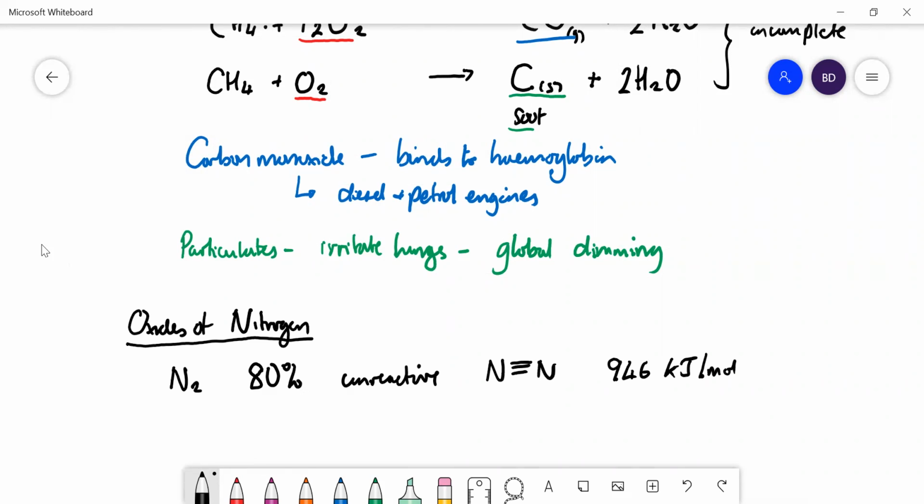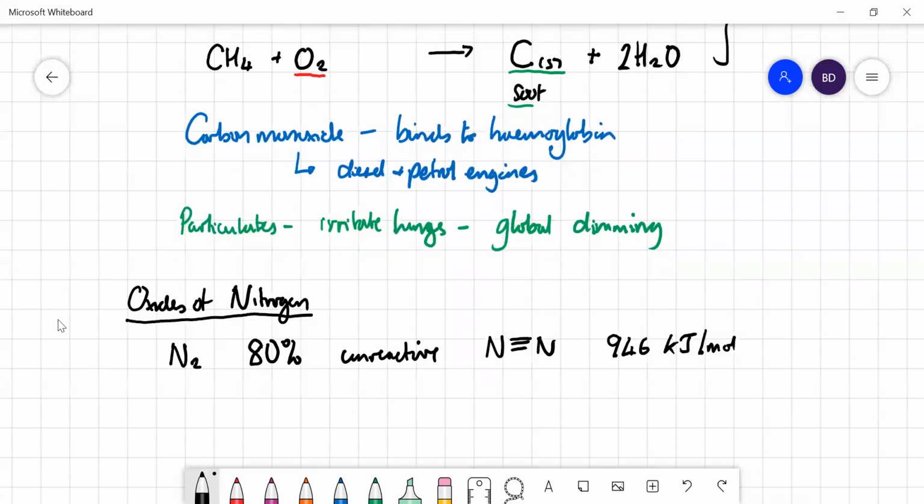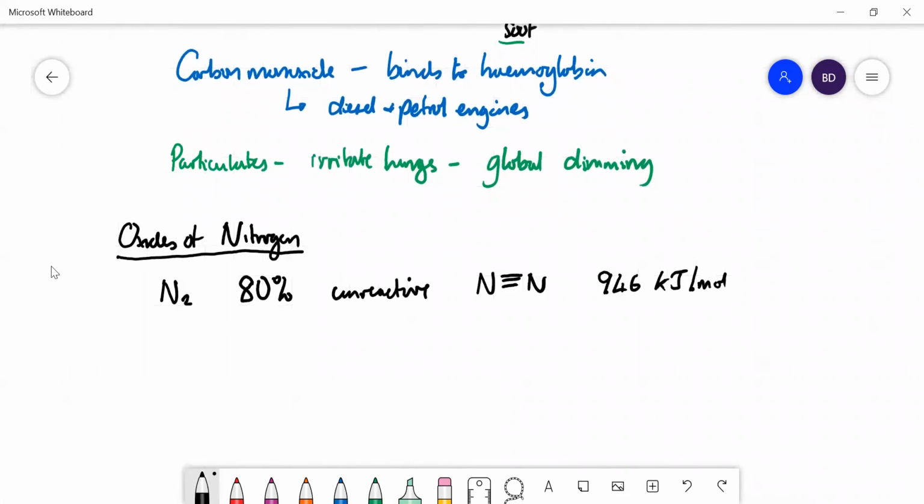However, in an internal combustion engine, because of the high temperatures in petrol and diesel engines, it will react with oxygen. If you just burn gas in a gas cooker or something, the temperatures are not high enough to react. You don't produce any oxides of nitrogen, but in an internal combustion engine, it's different. It is high enough, and nitrogen will react with oxygen in the air, and it can produce a variety of oxides of nitrogen.